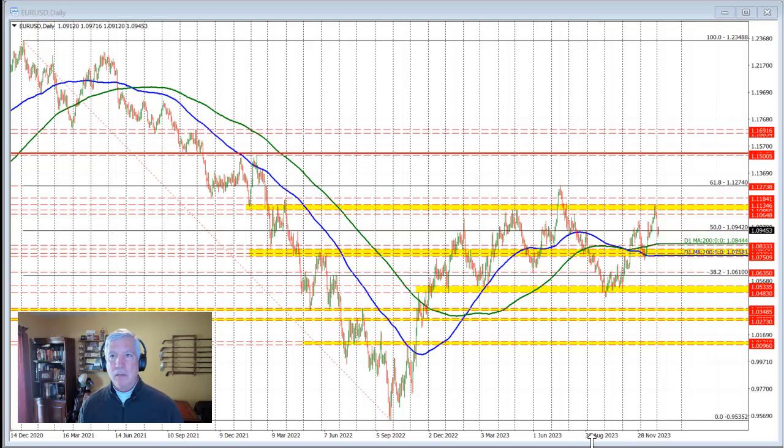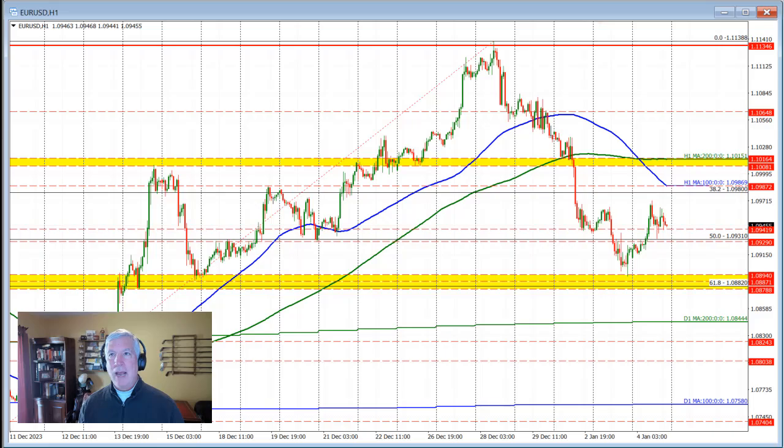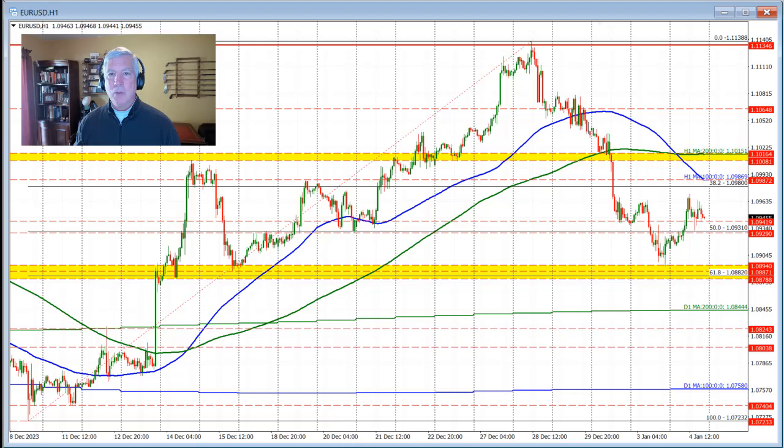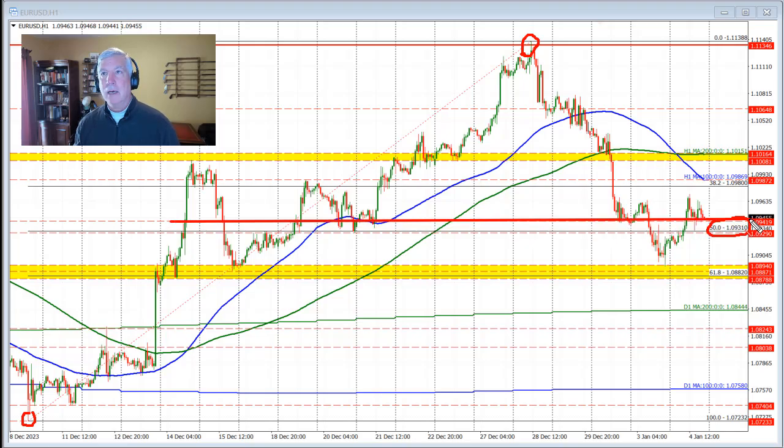Now, the other level that I want to speak to is off the hourly chart. When we take a look at the hourly chart, the 50% midpoint of this move to the upside from this December low to the December high comes in at 1.0931. So here's our 42 level right here. Draw a horizontal line across at that level, and then just below that level is the 50% at 1.0931.